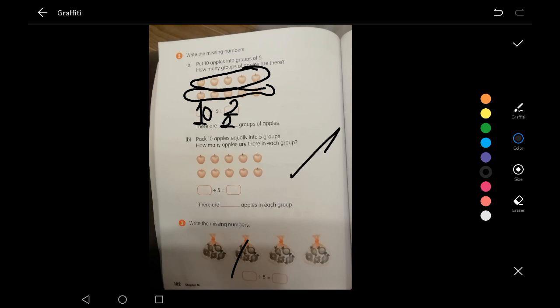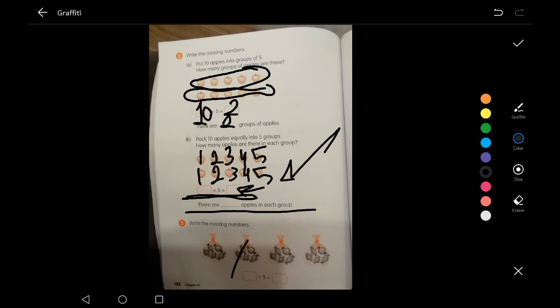So there are 2 groups. B is the same, but we have to put them equally in 5 groups. So as we did before, 1 for group 1, for group 2, for group 3, 4, 5. You can complete solving it on your own. And write the division sentence here. How many apples did we share? Divided by 5 groups. How many apples in each group here? Complete solving this question on your own.